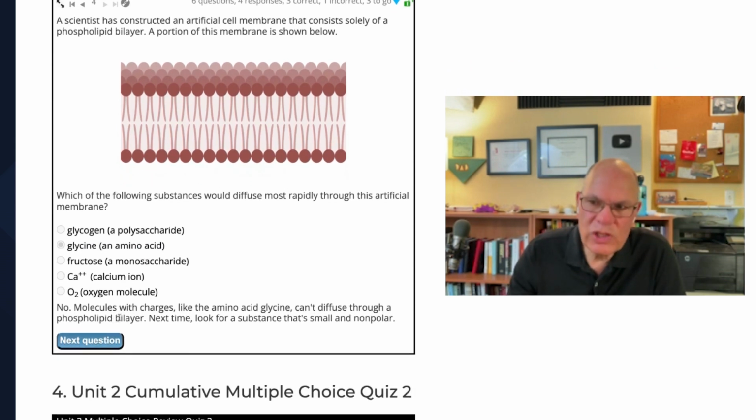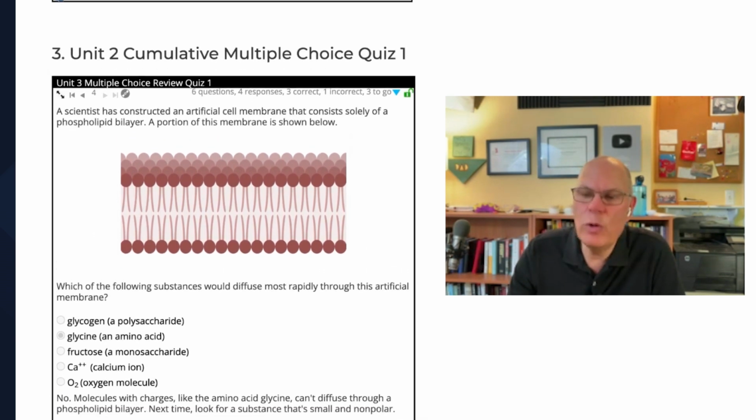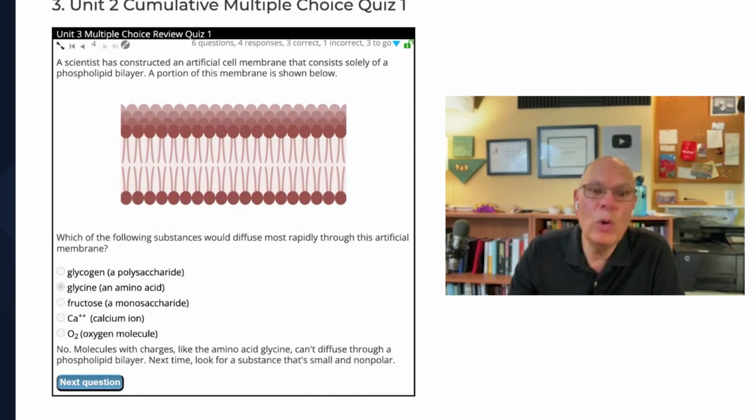What our quizzes do is they'll tell you that molecules with charges, like the amino acid glycine, can't diffuse through a phospholipid bilayer. Next time, look for a substance that's small and nonpolar. And those of you who are thinking oxygen, you were correct. Fabulous job. This is great.